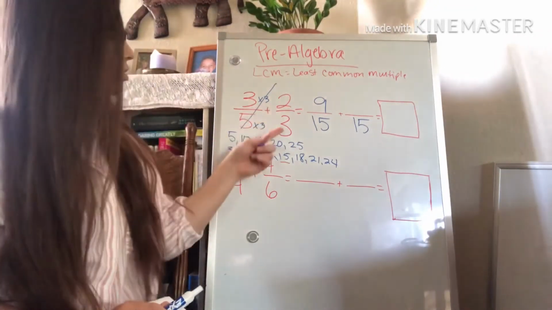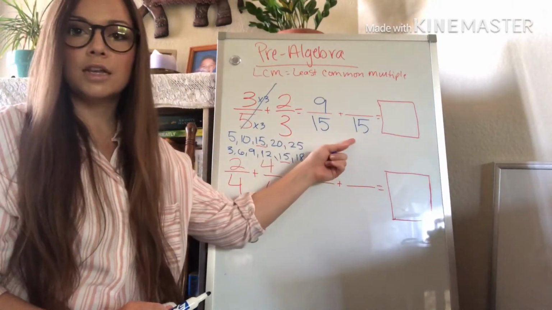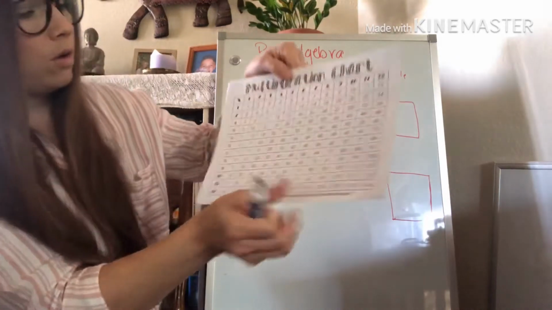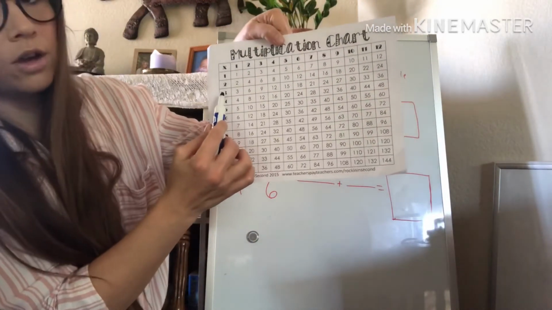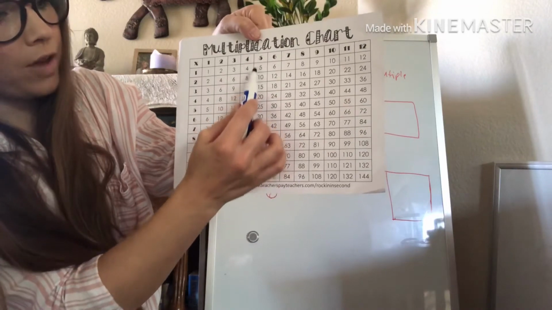Okay, now let's go over here to the second one. I went from 3 to 15. So how did I do that? Well, go over here to 3 on your multiplication chart, follow it along to 15. Oh, 5, okay.